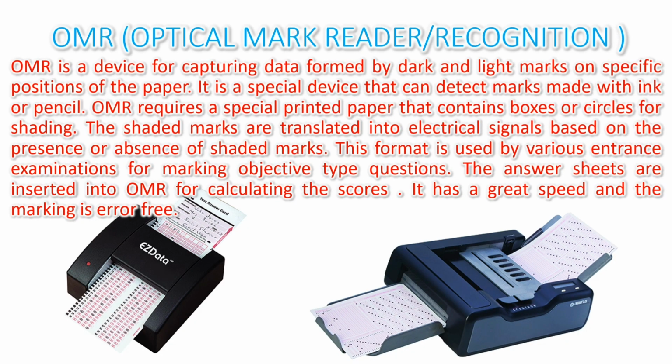OMR is a device for capturing the data formed by dark and light marks on a specific position of the paper. It is a special device that detects the marks made with ink or pencil. OMR requires a special printed paper that contains boxes or circles for shading. The shaded marks are translated into electrical signals based on the presence or absence of shaded marks.